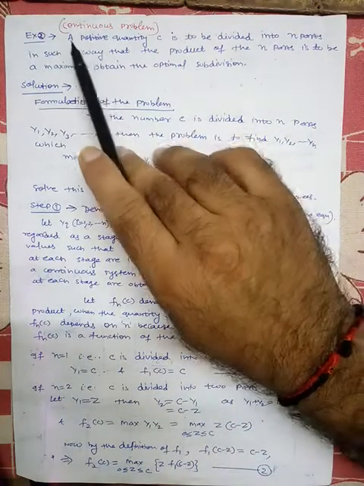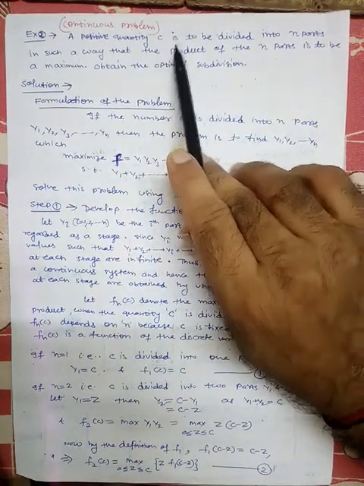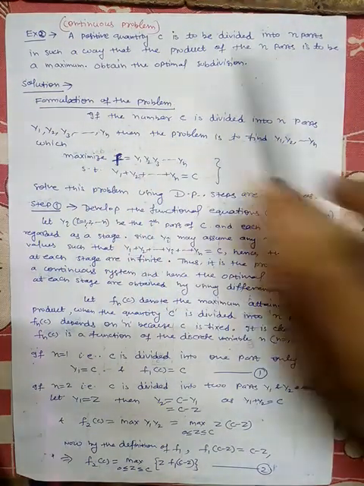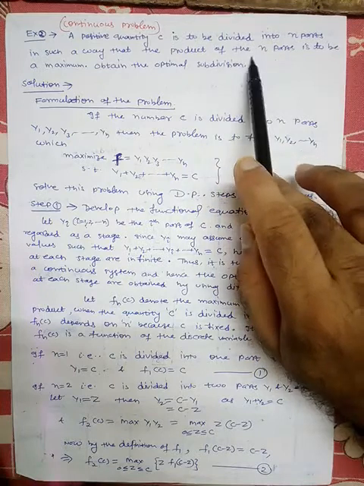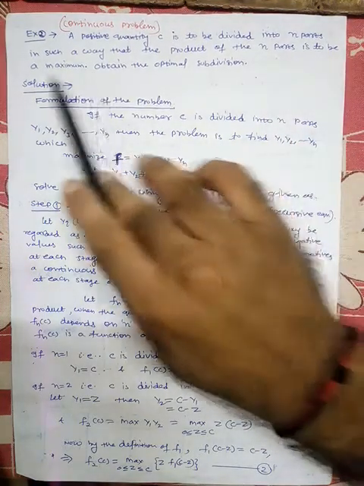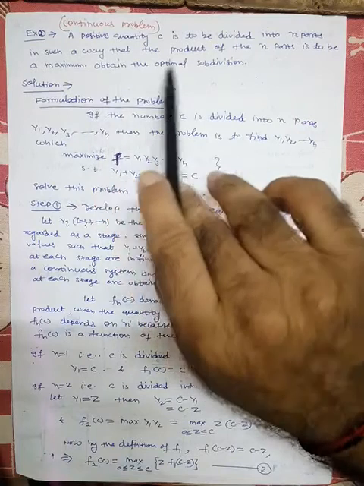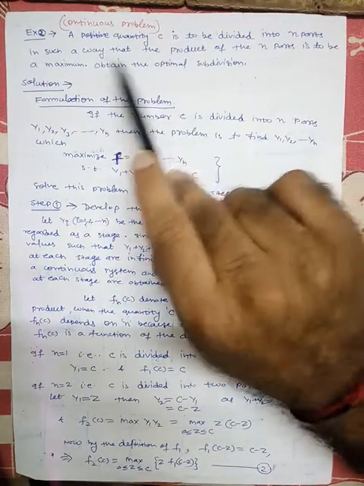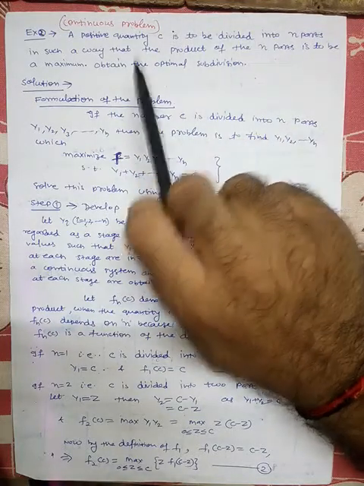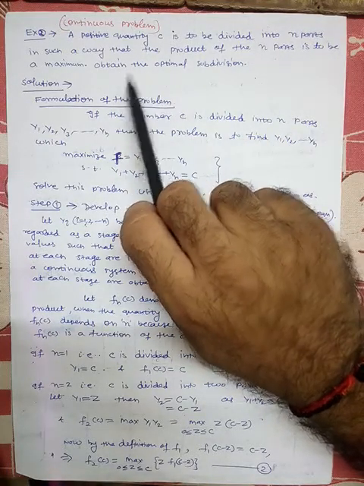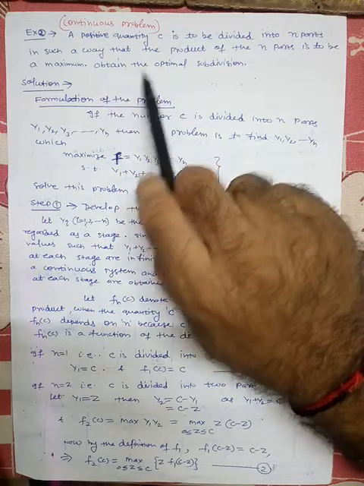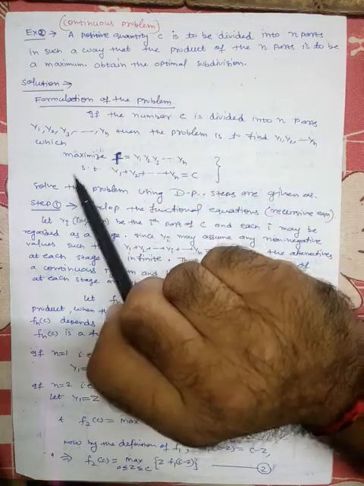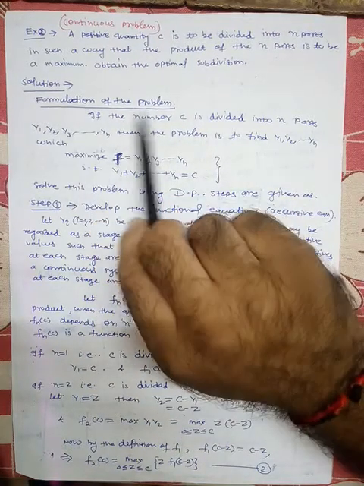So let's see. A positive quantity C is to be divided into n parts in such a way that the product of the n parts is to be maximum. So obtain the optimum solution. So we have a quantity, we have to divide this quantity into n number of parts such that the product of the quantities which are divided into n parts should be maximum. So first we formulate the problem.